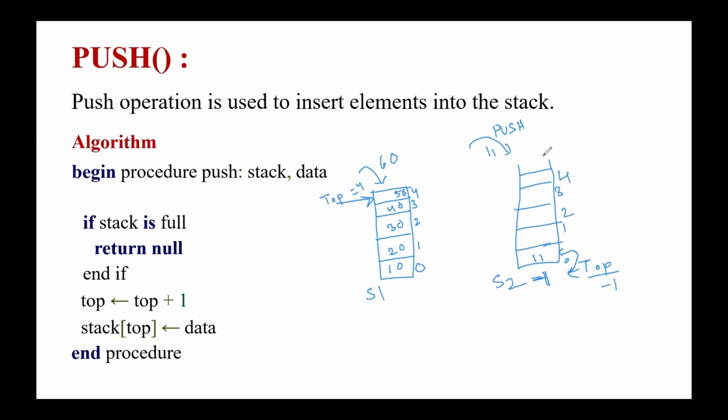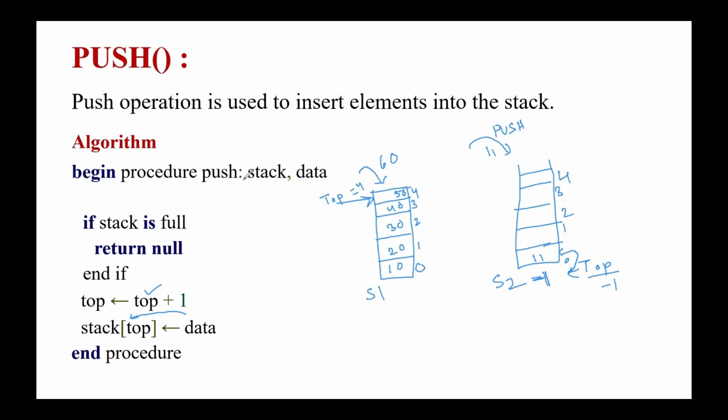Whenever we are inserting an element, we have to check whether any space is available. Right, top is equal to -1, so space is available. If the space is available, we have to increase the top by 1. Then we have to store the data at the top of the stack. Then we end the procedure.